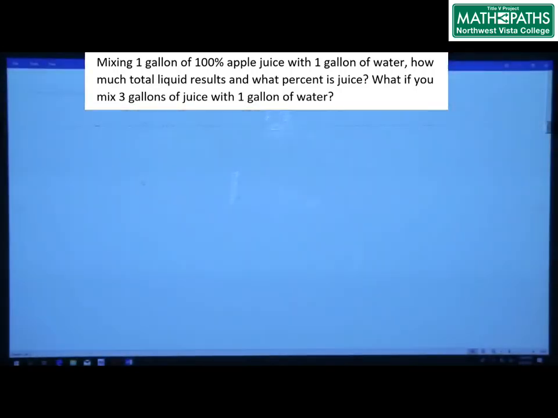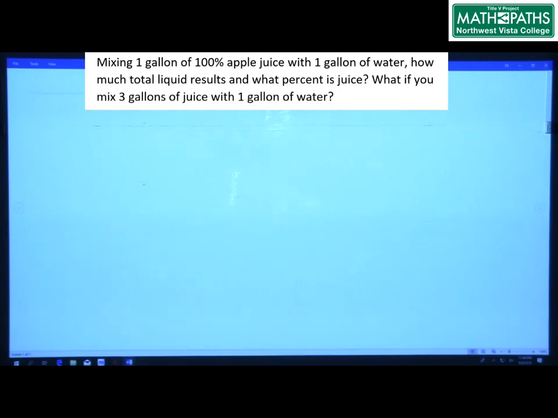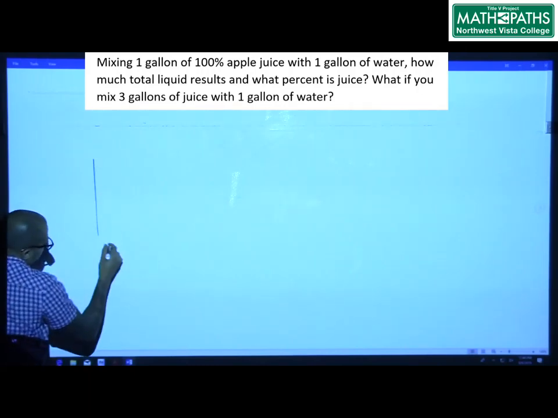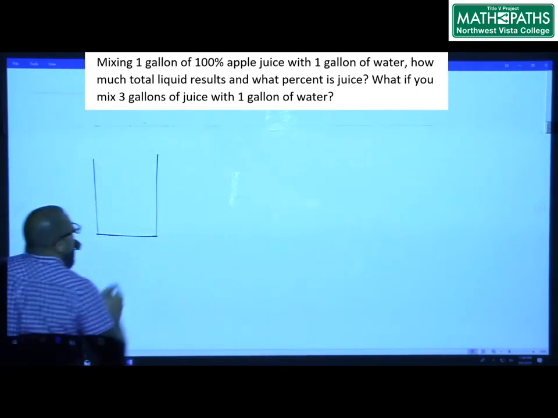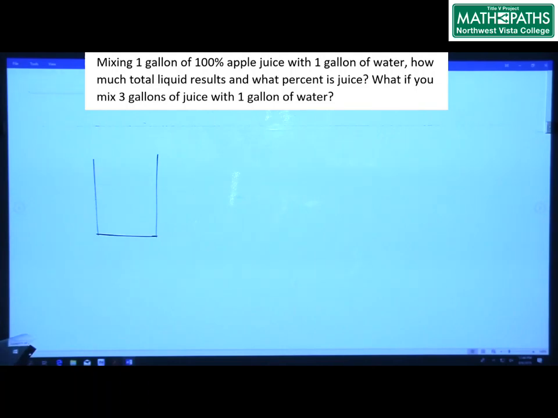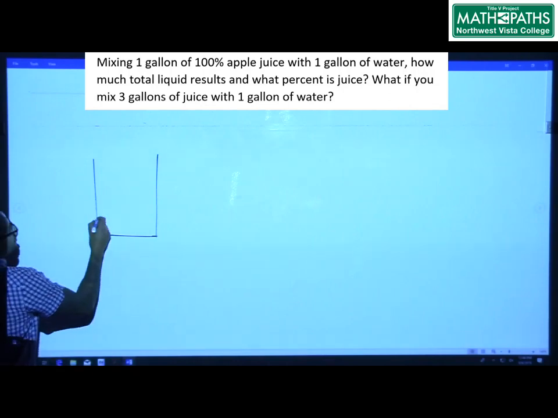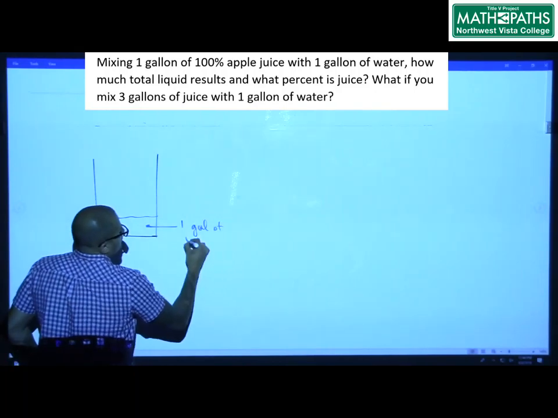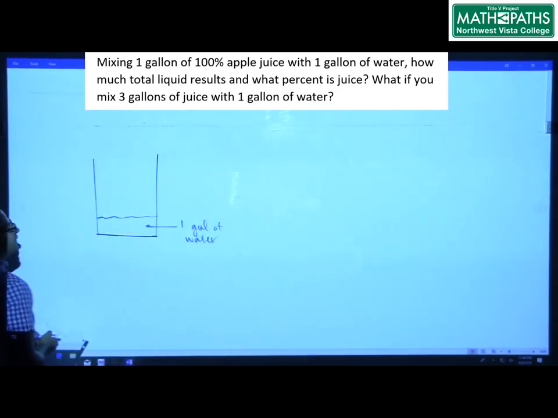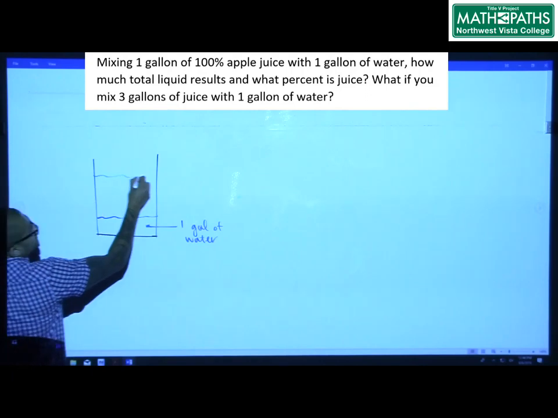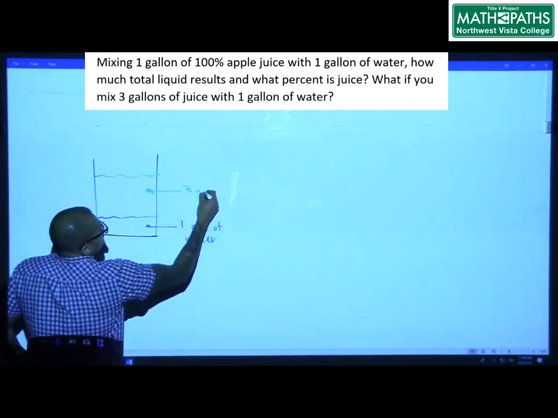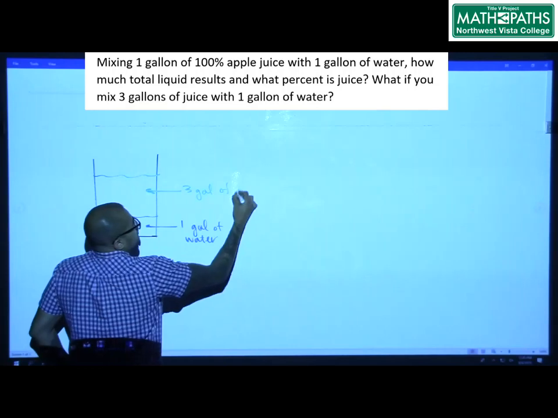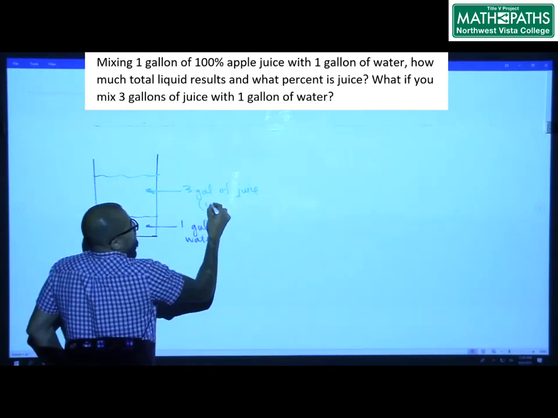The next question says, what if you mix 3 gallons of juice with 1 gallon of water? So let's draw a picture for this. So here's my container again. This time we're going to start with 3 gallons of juice and 1 gallon of water. So here's going to be my 1 gallon of water. And then to that we're adding 3 gallons of juice. And again, it's pure juice, it's 100% juice.